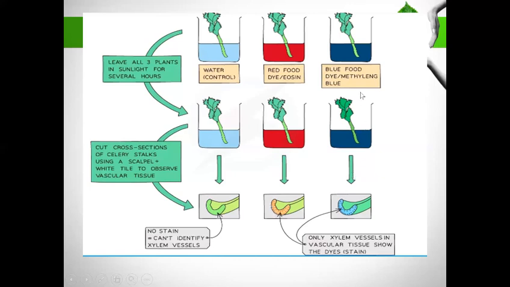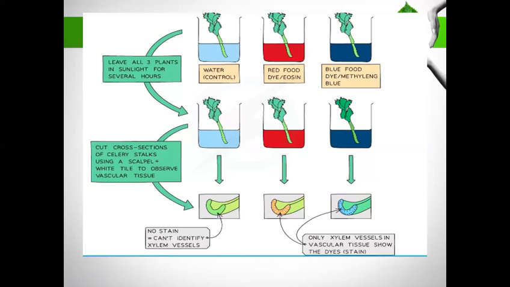And with the other blue food dye, that is methylene blue, when we take the cross section and see under the microscope, we see only the xylem vessels have the blue color. So this experiment shows that xylem vessels are responsible for transporting water and minerals, not the phloem vessels. Is that clear?